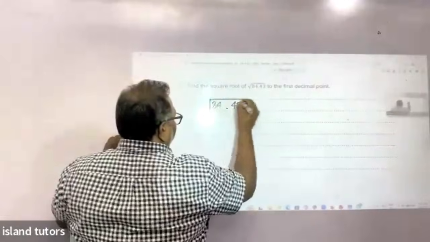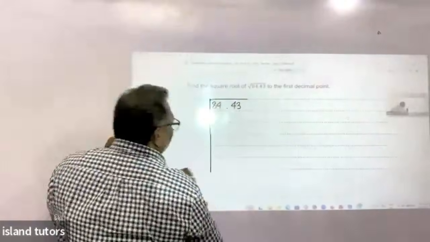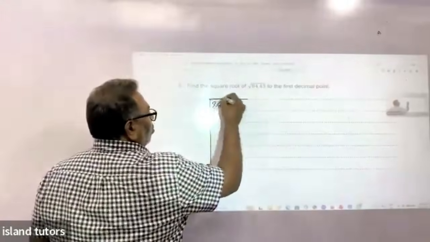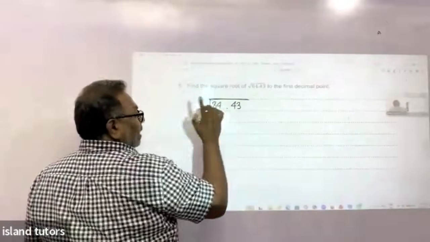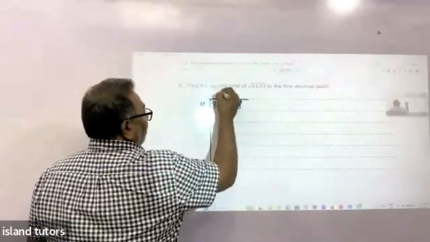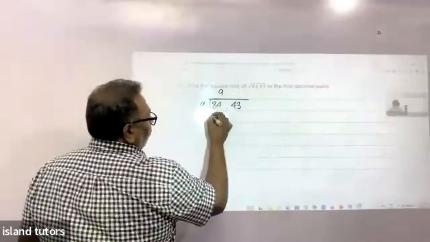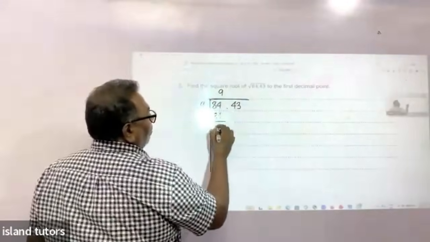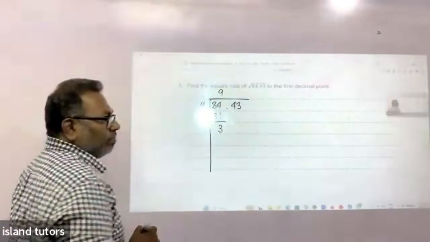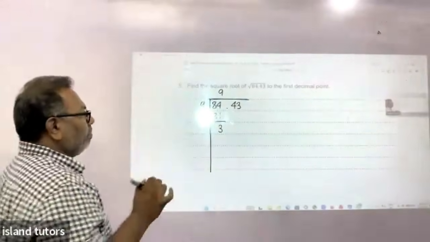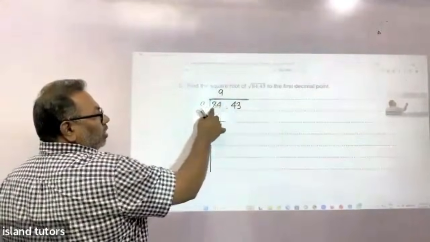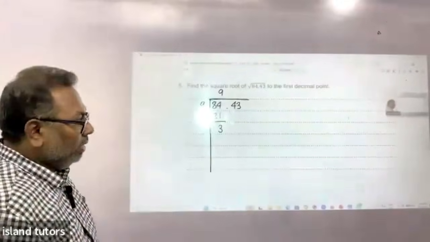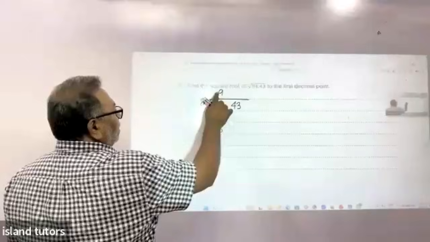So divide. I'm just going to take it down like this. The perfect square closest to 84 is 81. So 9 into 9 will give you 81. You subtract 81: 84 minus 81 is 3. Step by step: the perfect square closest to 84, less than that, is 81.